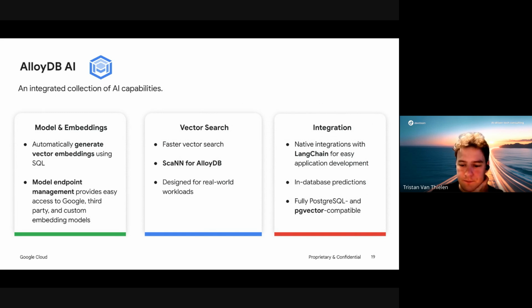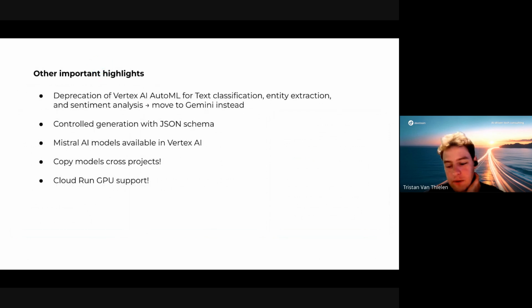Good. That brings me to my last slide, where I'm just going to highlight a couple of my other favorite releases that I think are worth mentioning, but didn't merit a dedicated slide. The first one is actually important. Why? Because it's a deprecation notice. Always a bit less positive news, but for those people using AutoML for text classification, entity extraction, and sentiment analysis, be aware that you will no longer be able to train new models. You will have to move to Gemini instead.